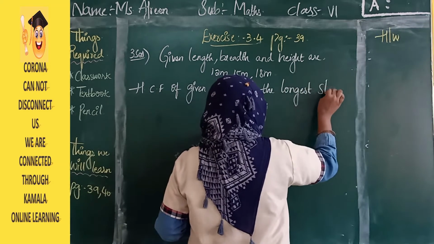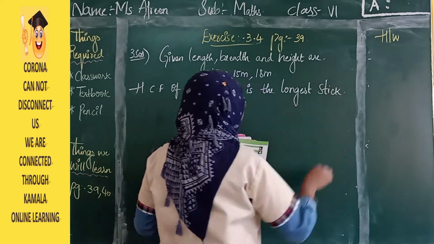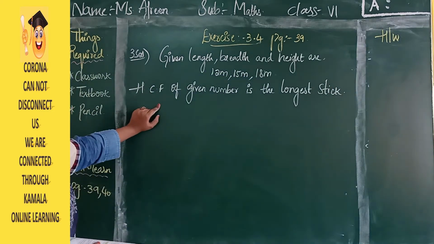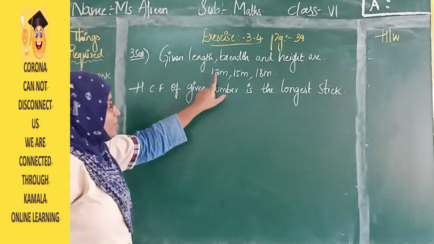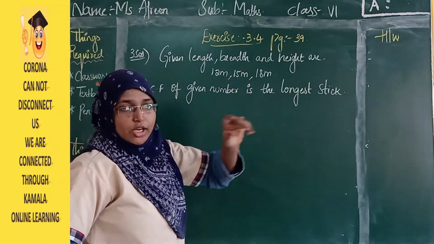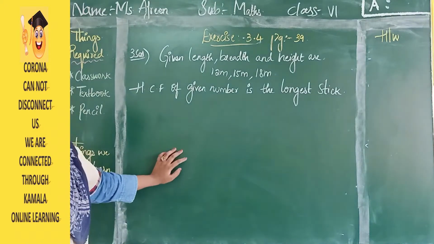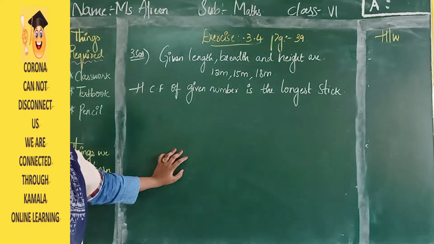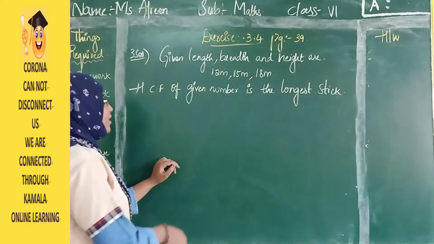What is the longest stick here which we use to measure? They are asking, now if we find the HCF of the given numbers, what are the given numbers? 12, 15, 18. When we find the HCF of the given numbers, we will get the measurement of the longest stick that can be used to measure all the dimensions in the room exactly. Okay. So now what we will do, we will divide.